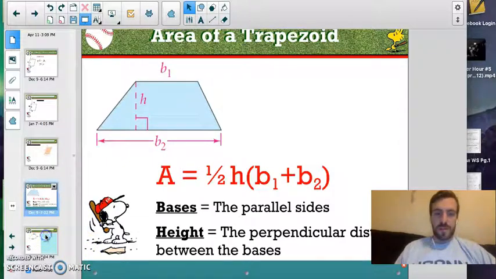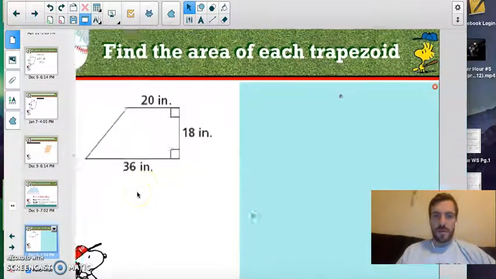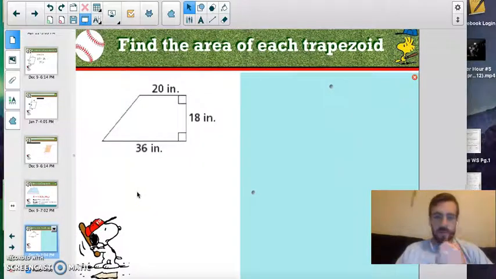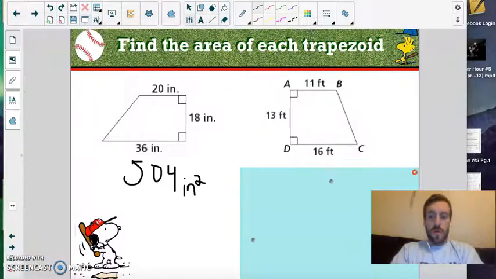Again, pause if you need to write anything down. I'm going to move on. Find the area of each trapezoid. So this one I want you to do on your own again, so pause. Once you pause, come back, and the answers will be here. So ready, pause. So welcome back. Hopefully that try went well.